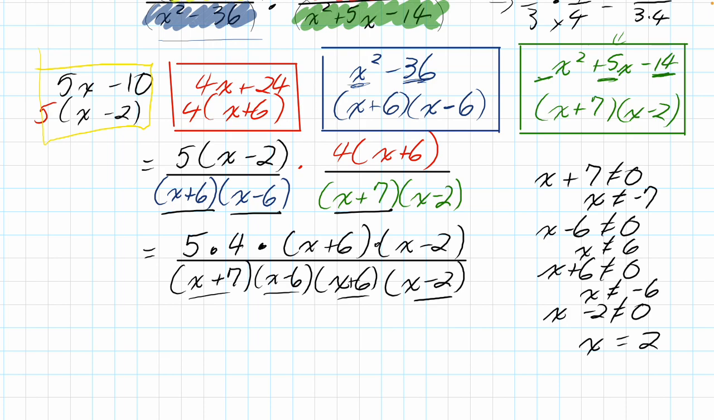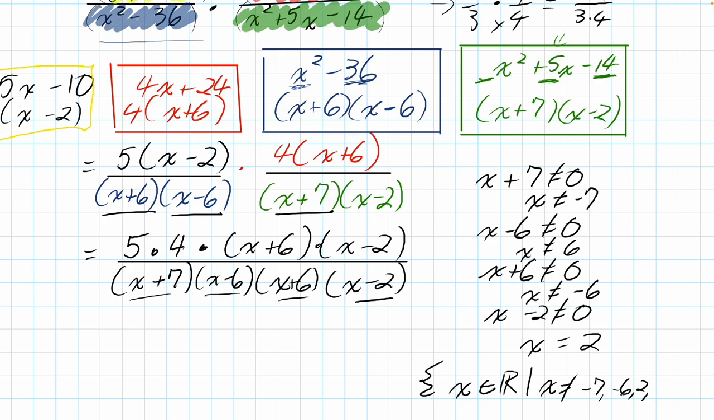So if we were to write a domain, I'm not entirely sure. Do you guys use this? Like x as an element of the real numbers, such that we would say x cannot equal, and then we would just list them. Usually we go from left to right. We'd say negative 7, negative 6, 2, and I'm running out of space here. 2 and 6. These are all the numbers it cannot equal. Okay, which means we have a whole bunch of vertical asymptotes if we go to graph this.